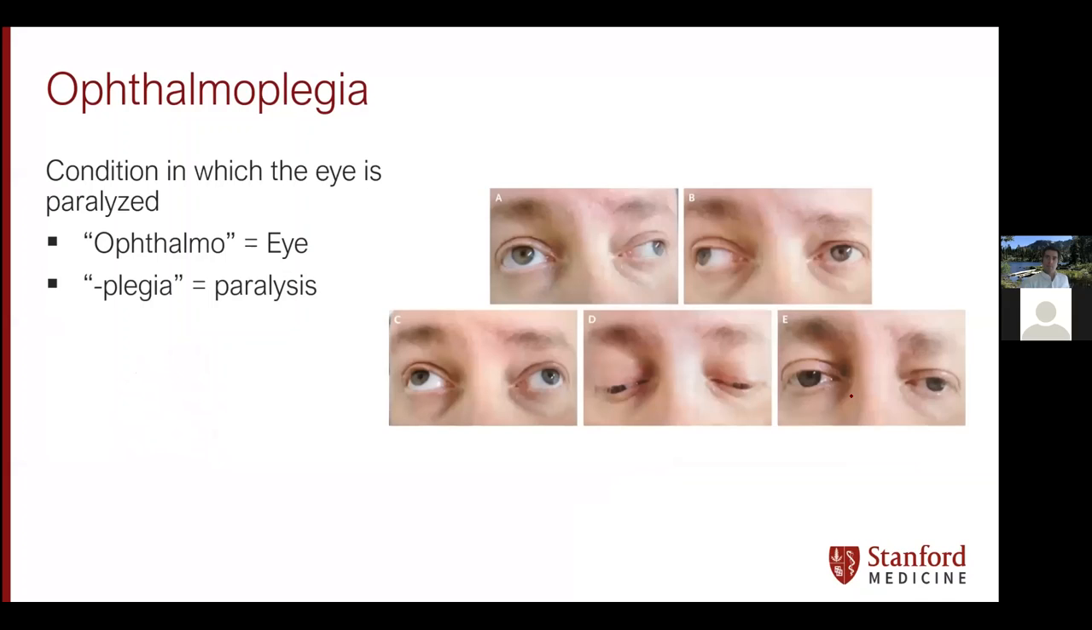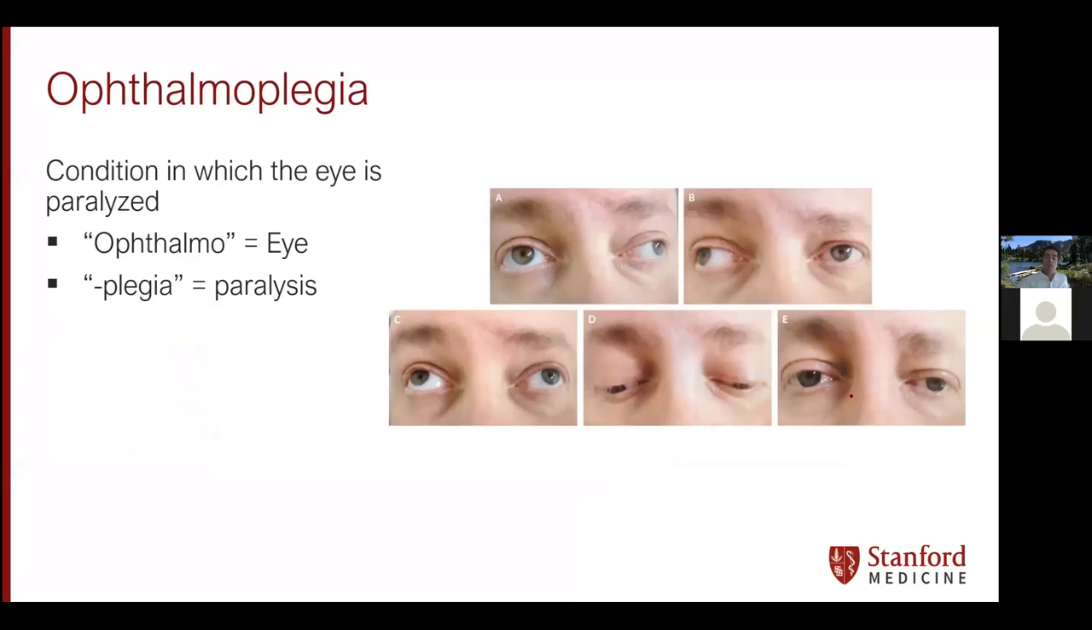Yeah, so that's exactly right. So ophthalmo is eye, and plegia means paralysis. So it's a condition in which the eye is paralyzed. Now, this is something called internuclear ophthalmoplegia. And it's important to note that the muscles that control the eye receive nerve inputs that sometimes affect both eyes and sometimes affect just one eye, depending on what part of the brain you're in.